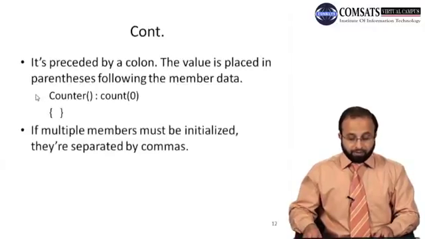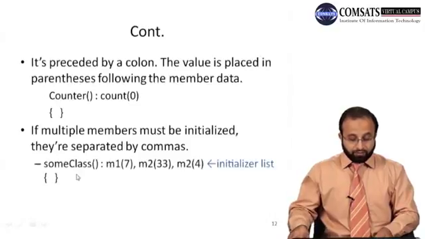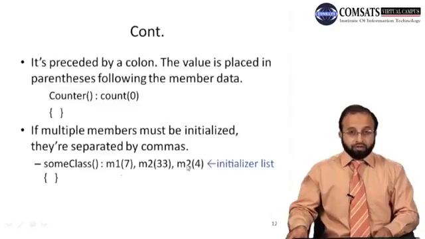If there are multiple members that must be initialized, they are separated by commas like this. So you have a sum class that has the private data members M1, M2 and M3. You can initialize M1 with 7, comma, the second data member and the third data member. So this is called the initializer list.